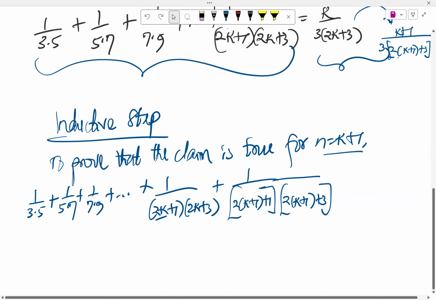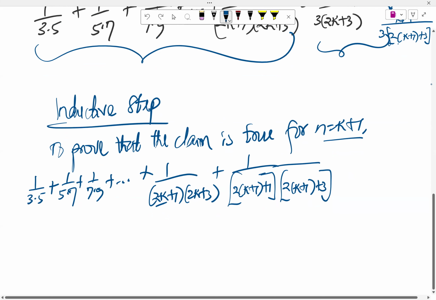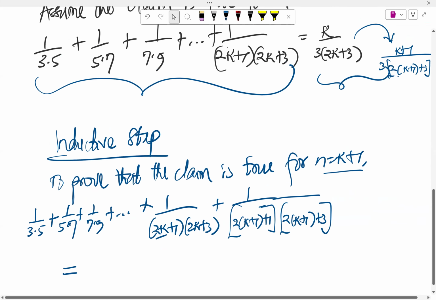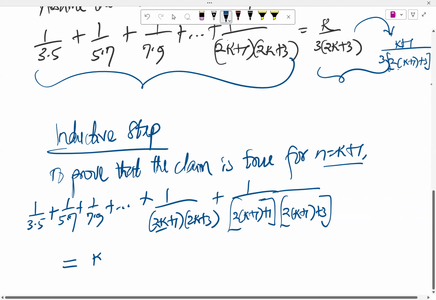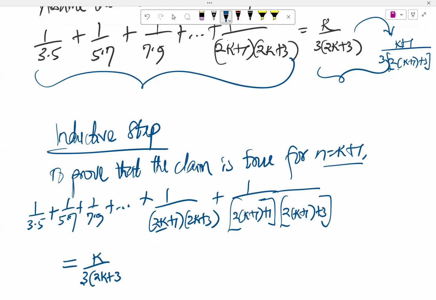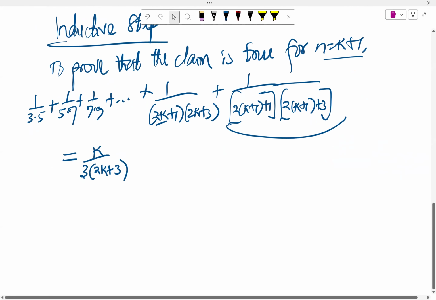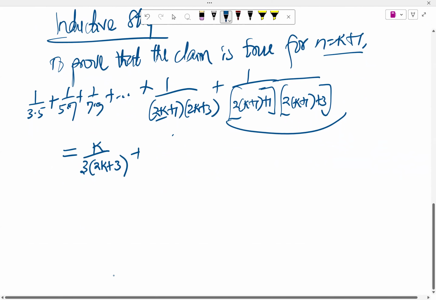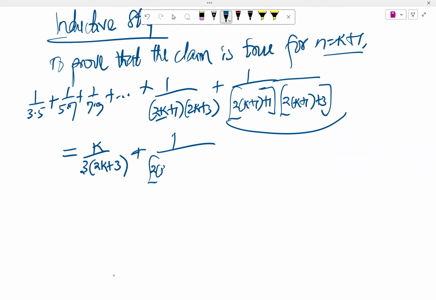Okay, for the sake of space, I want to bring that down. This should now be equal to the right-hand side, k over 3(2k + 3), plus exactly the same thing you added here, because without that, they were equal. So if you're adding that to the left, you should add the same to the right. So plus 1 over 2(k + 1) + 1 times 2(k + 1) + 3.